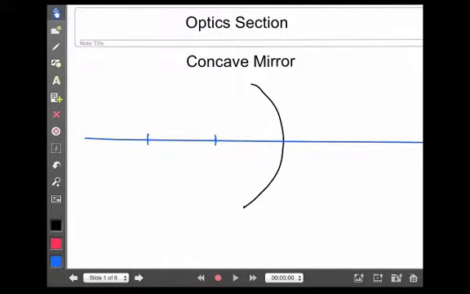Okay. So to begin with, we're going to talk about something called a concave mirror. A concave mirror is an inward curved mirror, kind of like this, curved in this particular way. Now, this is the type of thing we don't see too often. It'd be like looking at the inside of a spoon, if you want to look at it that way. But it's this kind of mirror.